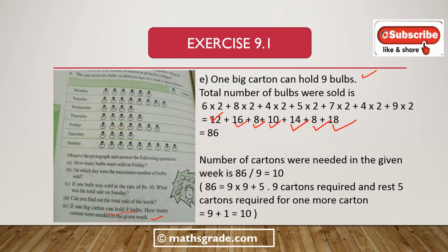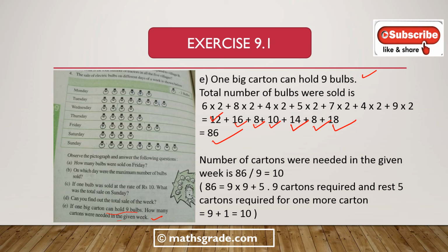So the total number of bulbs sold is 86. Now it is given that one big carton can hold 9 bulbs. So in one carton, there are 9 bulbs. The number of cartons needed in the given week will be the total number of bulbs, 86, divided by 9. In one carton there are 9 bulbs. So for 86 divided by 9, 9 multiplied by 9 is 81.